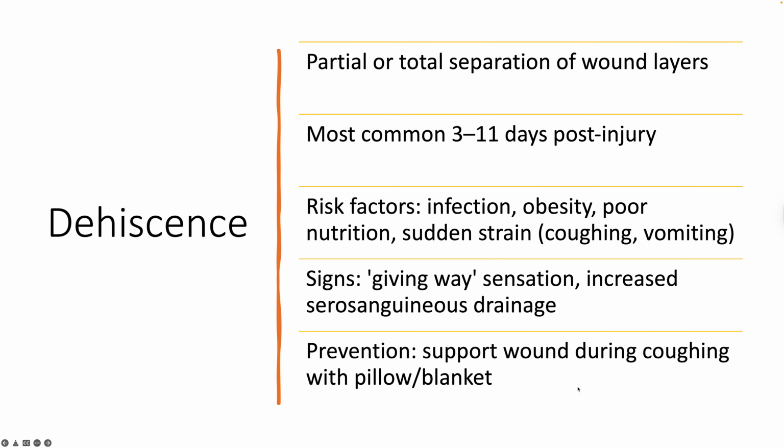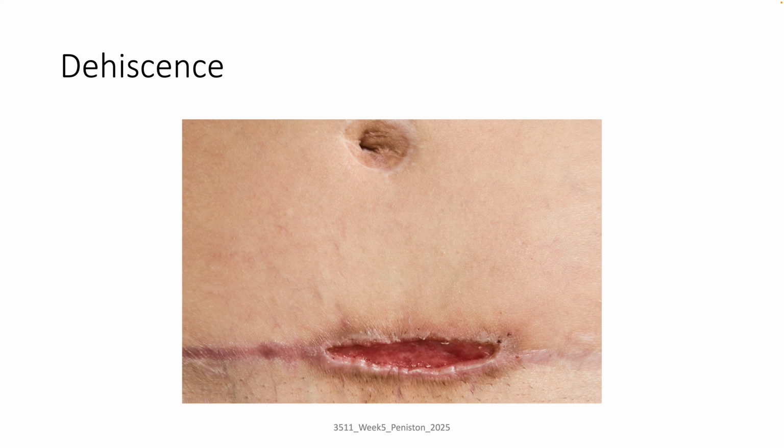Dehiscence is the partial or total separation of the wound layers. It's most common 3 to 11 days post-injury. The risk factors are an underlying infection around the wound site, obesity, poor nutrition so you're not healing well, and sudden strain, such as coughing or vomiting. Patients often describe a sensation like something has given way, so it's opened up, and you're going to have increased serosanguinous drainage at the site. Prevention is to support the wound during coughing with a pillow or blanket. So this is an example of a dehiscence. You can see the wound edges have come apart.